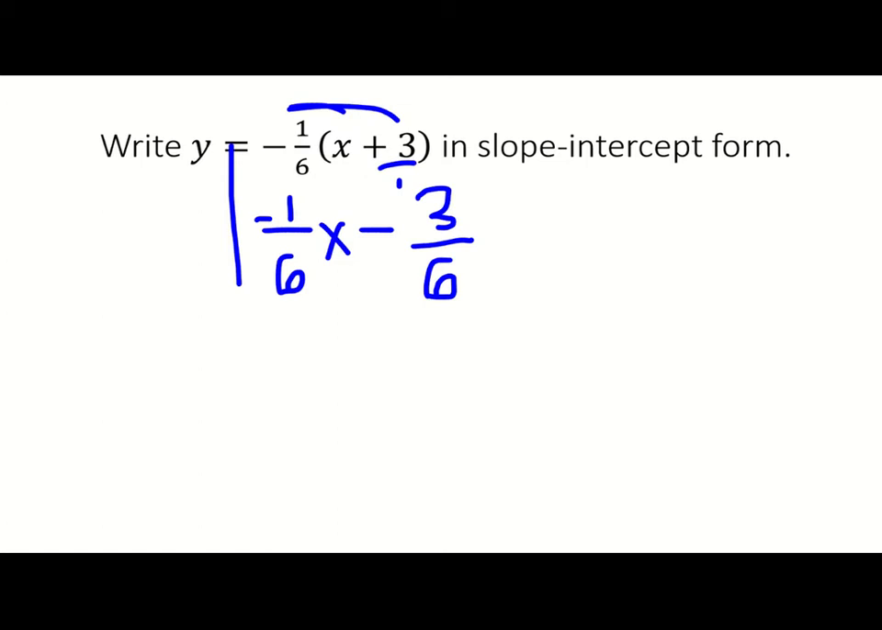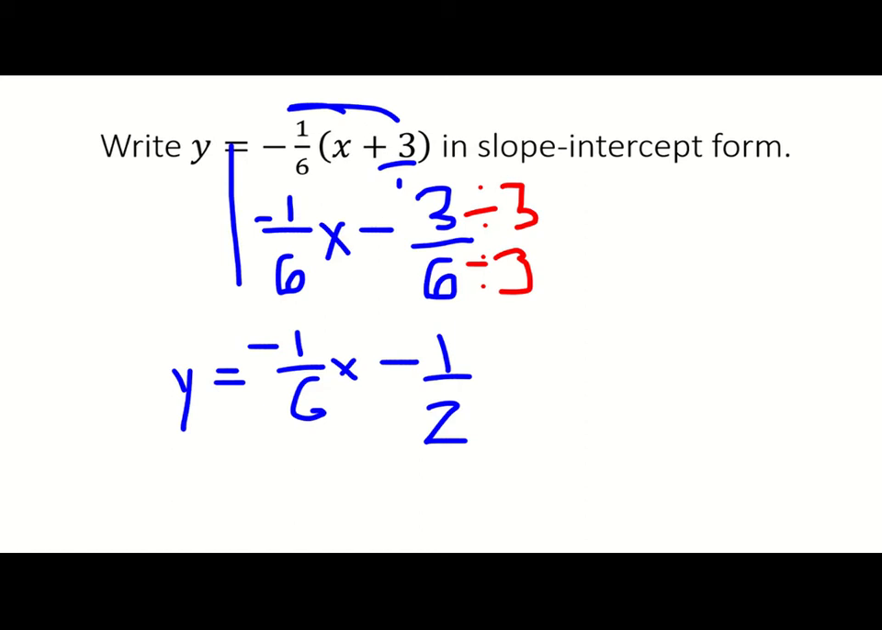Then I want to simplify if possible. Well, I know negative 1/6 x doesn't simplify, but negative 3 and 6 can both be divided by 3. So I'm going to simplify this to minus a half. Now that I've simplified, I'm going to drop down the y. And I have it in slope-intercept form. y equals mx plus b. So this tells me my slope is negative 1/6 and my y-intercept is negative 1/2. So we are set to graph.